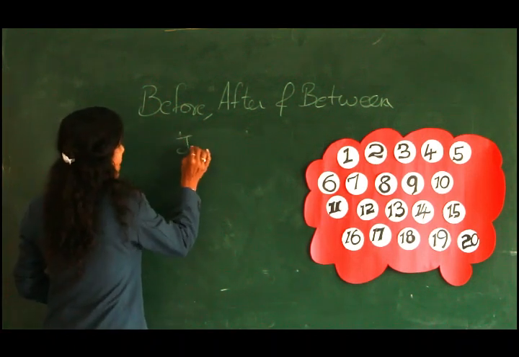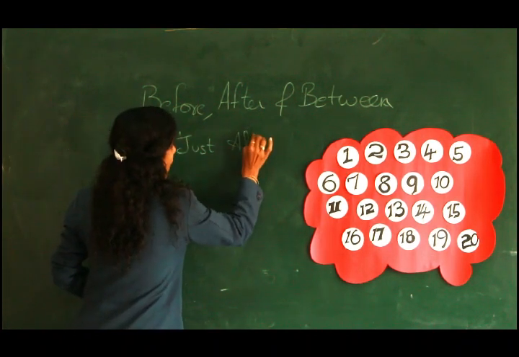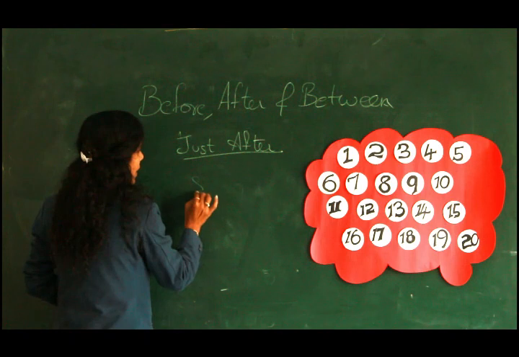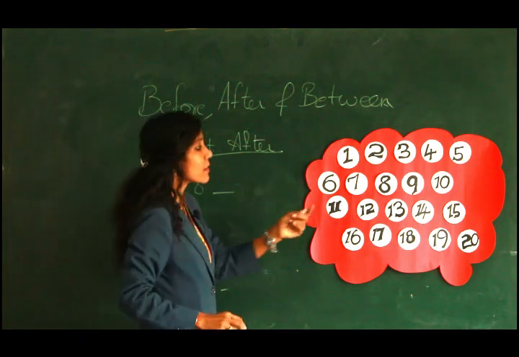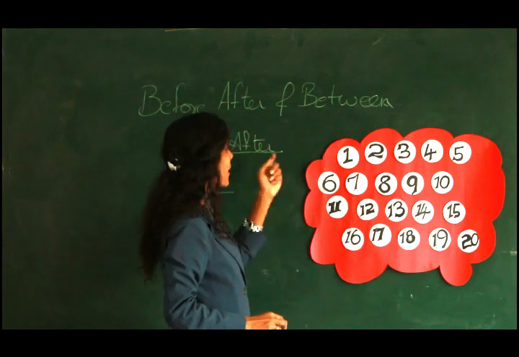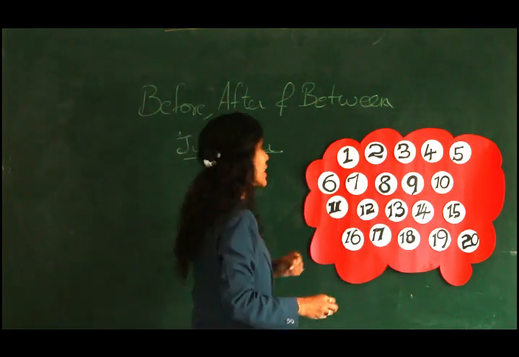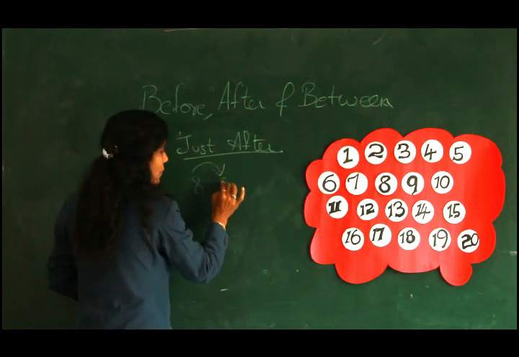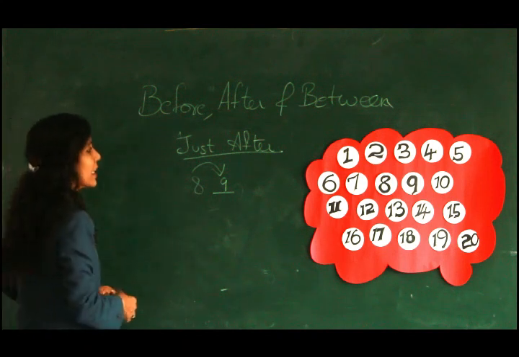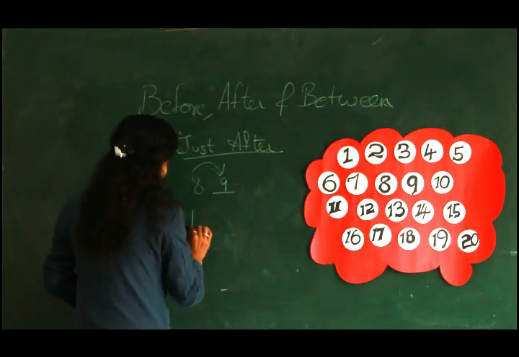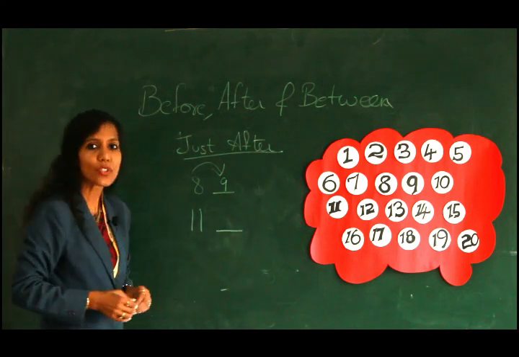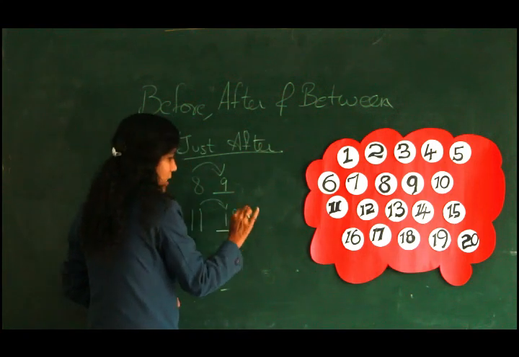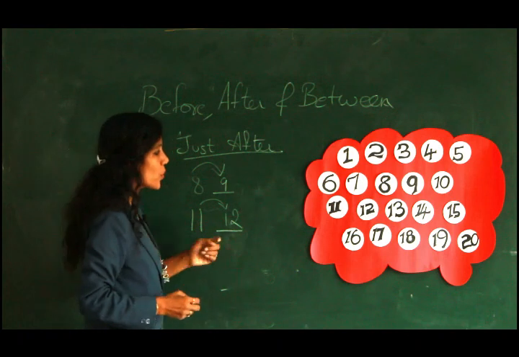The next one, just after. The number just after the given number. Here we take 8. So in the concept of just after, we go forward counting. From 8 we go to 9. Next number, 11. For the just after number, we do forward counting. We go to 12.